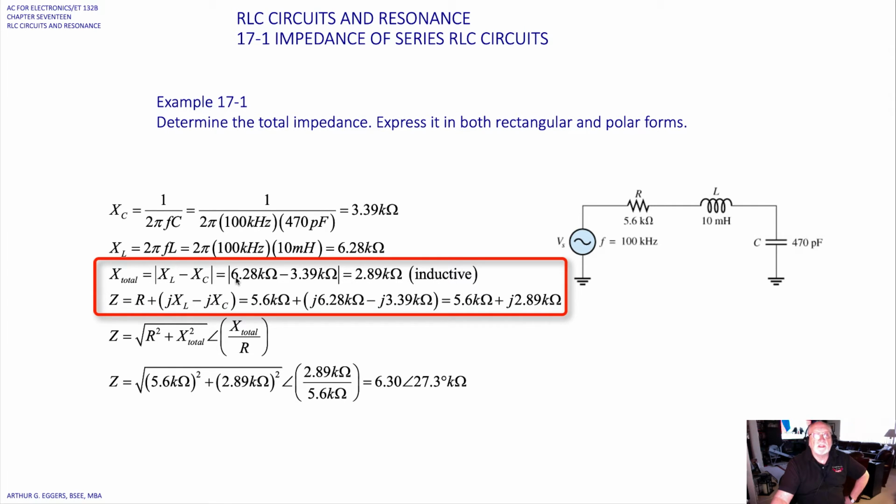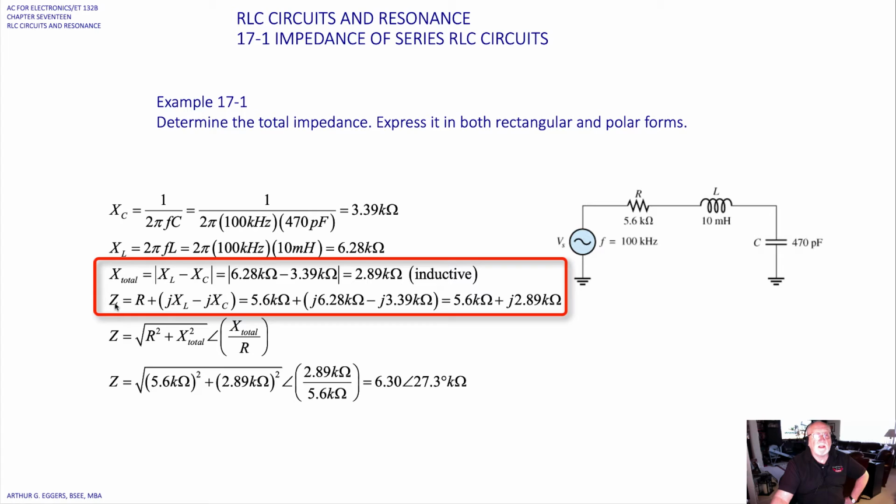So 6.28 k ohms minus 3.39 k ohms gives us a value of 2.89 k ohms, and we identify it now as the combination of those two. As we said before, it'll be less, but in this case it is a more inductive circuit. So the dominant component in this case is the inductor.